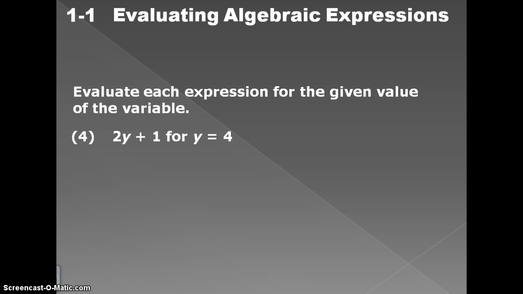Next example, 2y plus 1 for y equals 4. Remembering that 2y means 2 times y. Because 4 is the value given, we plug that in the place of y. And now we would go through the steps following order of operations to multiply and then add. 2 times 4 is 8. 8 plus 1 is 9.